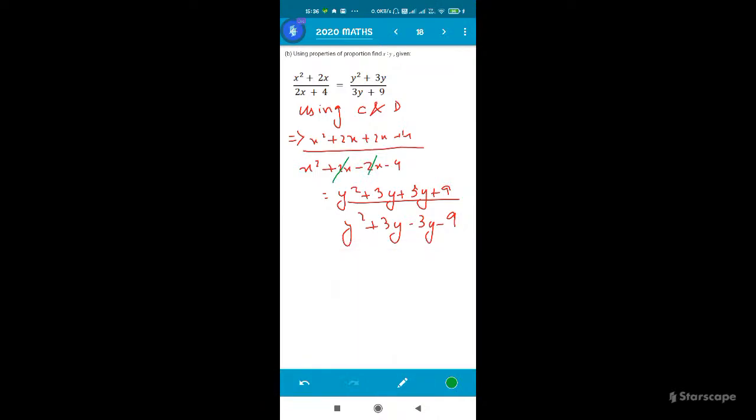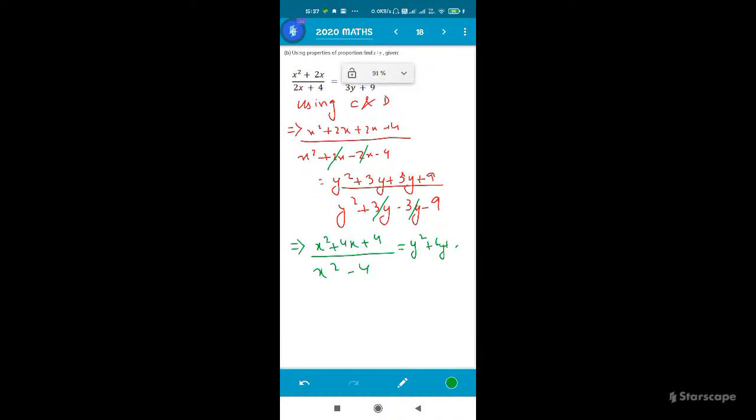So this and this get cancelled out. So we are left with x square plus 4x plus 4 divided by x square minus 4 equals y square plus 6y plus 9 divided by y square minus 9. So in both the numerator and denominator of both the sides, we have some identities. Here, a plus b whole square. In the denominator, a square minus b square. Over here also, a plus b whole square, and this one is a square minus b square. So let us do it accordingly.